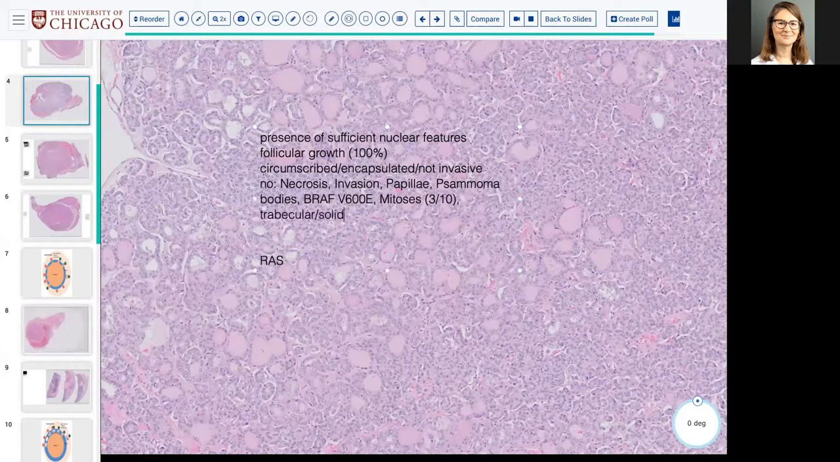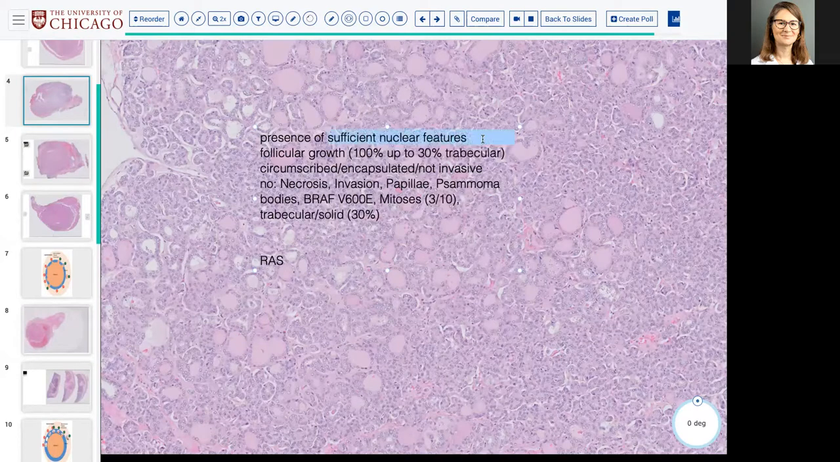Trabecular or solid growth. They say no more than 30%, which, I don't know where they came up with these numbers. Don't know where they came up with the 3 mitoses per 10 high power fields, and don't know where they came up with the 30% trabecular or solid growth, but these are the criteria. So essentially 100% follicular growth, meaning 0 papillae. I guess theoretically you could have up to 30% trabecular according to these criteria.